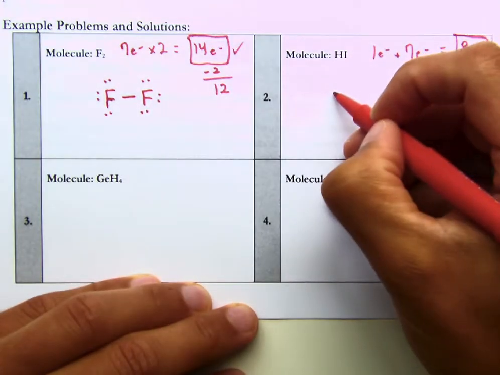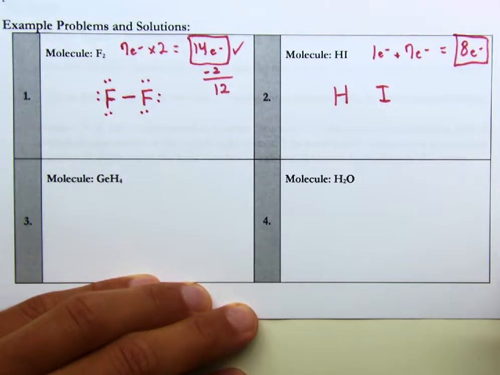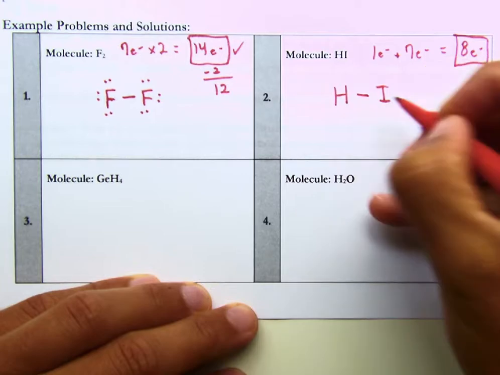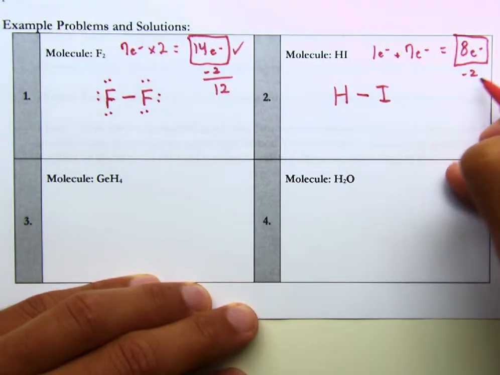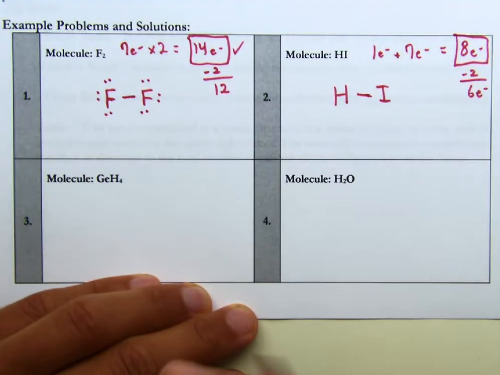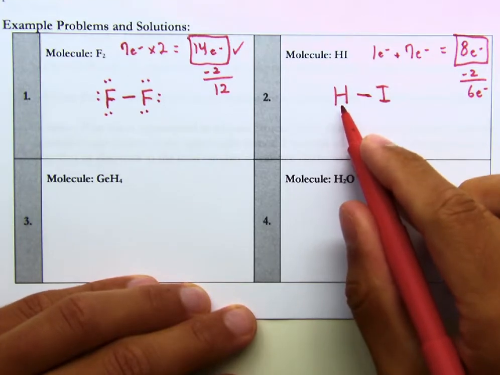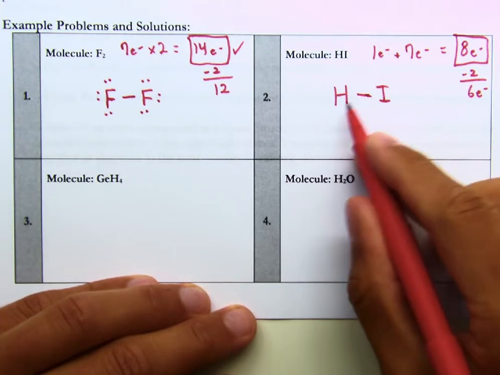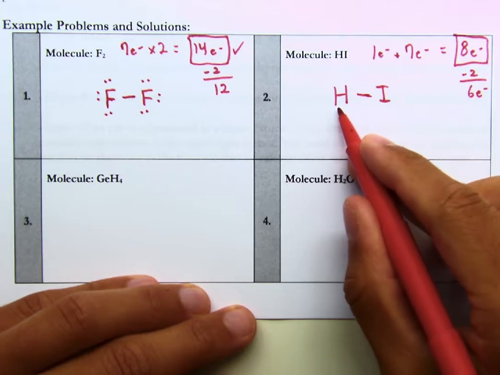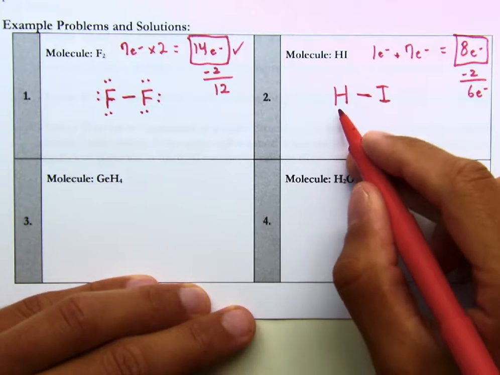So we're going to have H, and then we're going to have I. We're going to connect them with a single bond. That uses up 2 of these, and there are 6 electrons left. Now, you need to make sure that you have your octets and duets fulfilled. Hydrogen follows the duet rule. So this single bond gives hydrogen 2 electrons. So it's done. We don't need to put any more electrons on it. It has a full valence shell.